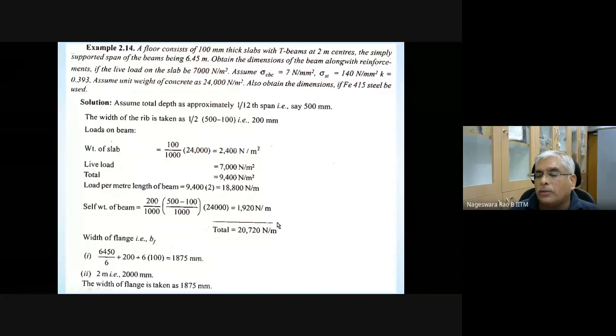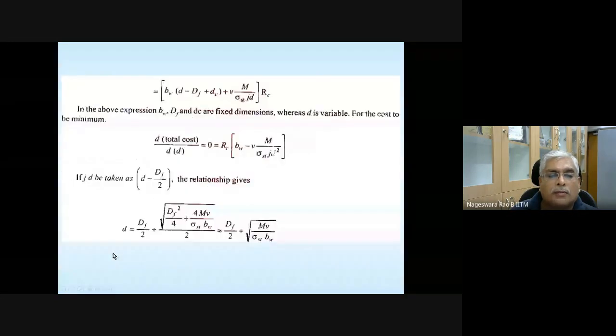Then add these two total loads. Then the width of the flange is based on the information given in the problem statement: capital DF, the center to center distance, and the simply supported span of 6.45 meters. All that information lets you find the width of the flange, which is going to be L naught divided by, sorry, what is that? Just let me go to that formula.